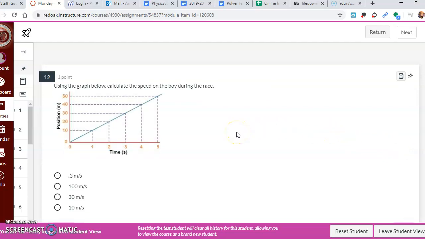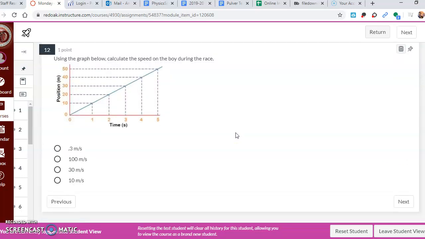Okay. On this one, using the graph to calculate the speed of the boy, the easiest thing to do right here is look at his total distance. So his total distance was 50, and his total time that it took was 5. So then you're going to take the total distance, 50, divided by the total time, which was 5, and that should give you 10.